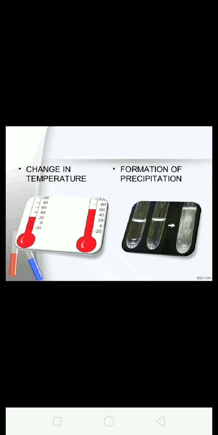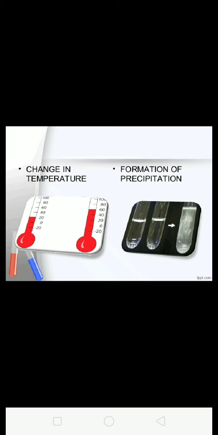For example, if you want to decompose limestone, marble, shall it decompose of its own? No. The formula of limestone is calcium carbonate, CaCO3. If you heat it strongly, it would get converted into calcium oxide and carbon dioxide. So the decomposition of calcium carbonate is an endothermic reaction.